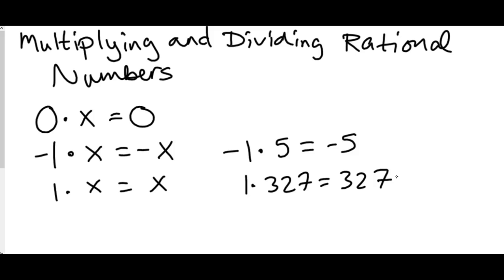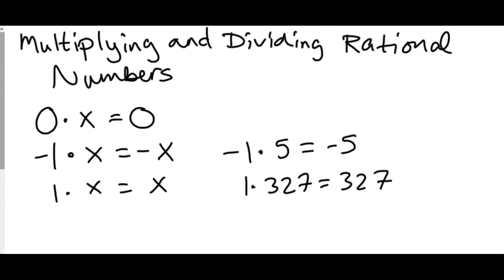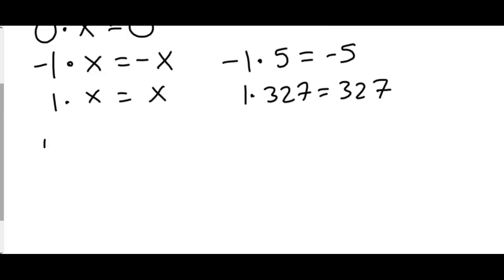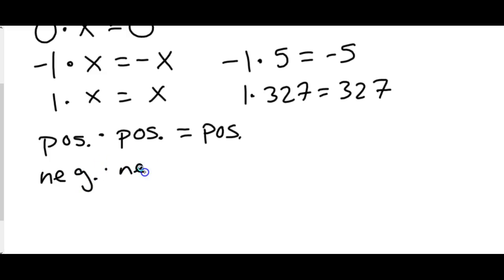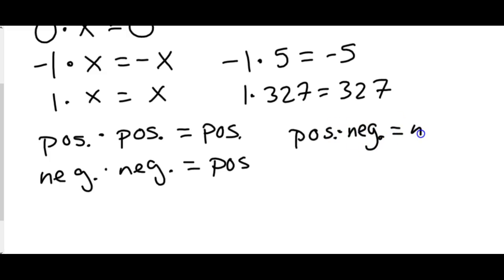So the second set of rules we need to know for multiplying is that when you have a positive number times a positive number, that will come out positive. A negative number times a negative number will also come out positive. A positive times a negative will come out negative. And a negative times a positive is also a negative.